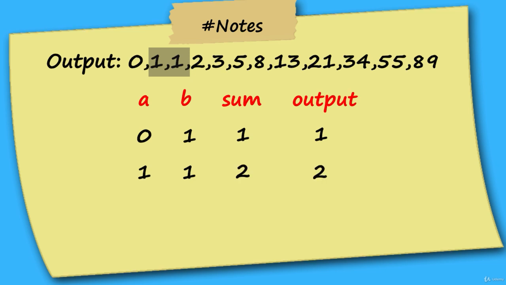Once we have 2, that means the previous two numbers we have are 2 and 1. So the sum will be 2 plus 1, that is 3. Now we have a new value, that is 3, and of course the previous one is 2. So the sum will be 5, and this goes on until the limit we decide. Let's try to understand the solution using the pseudocode.